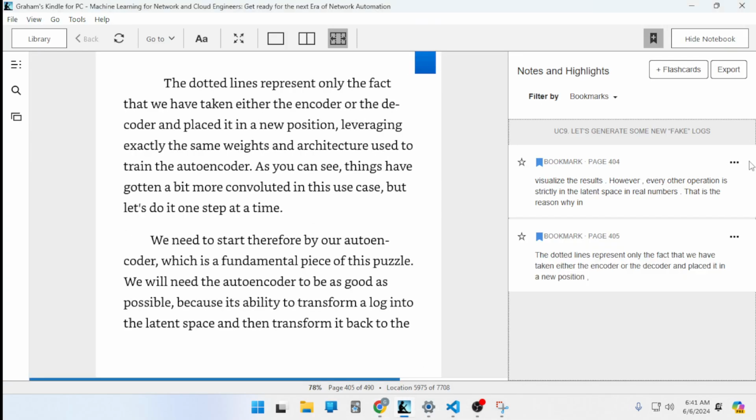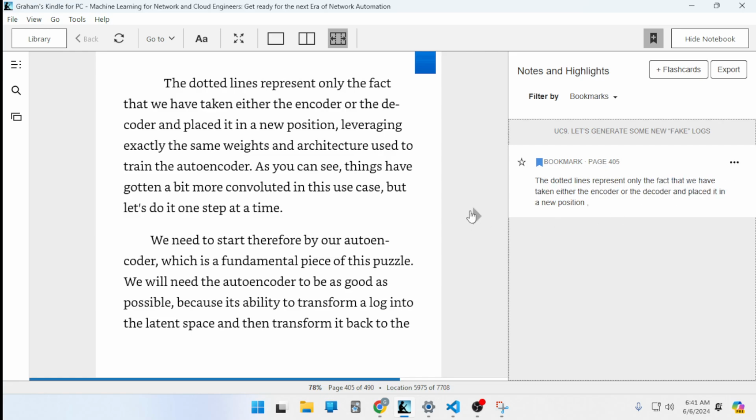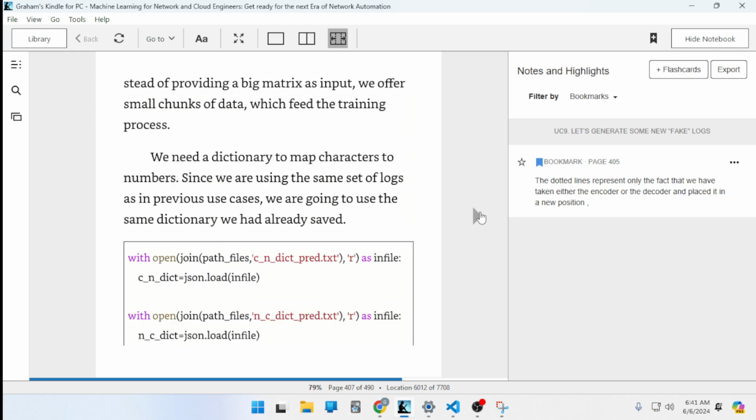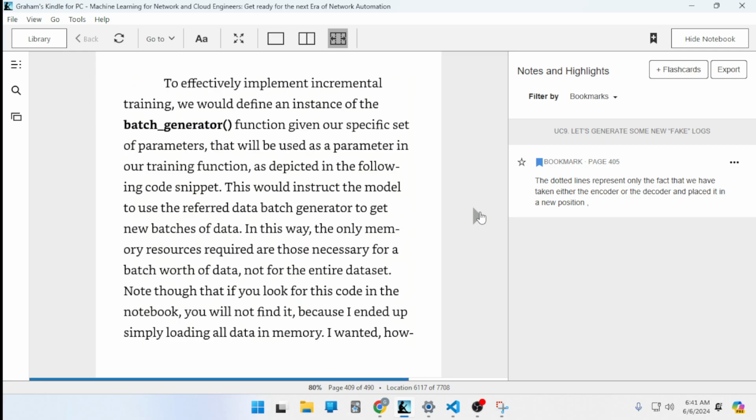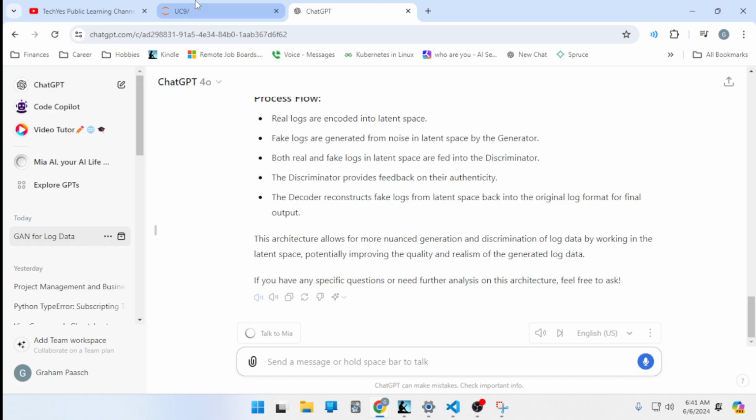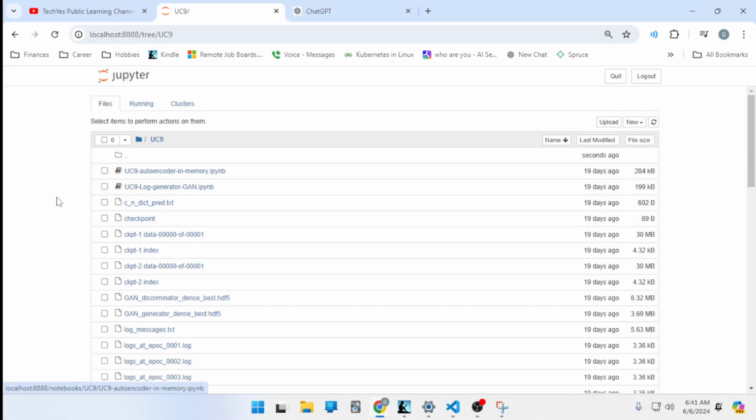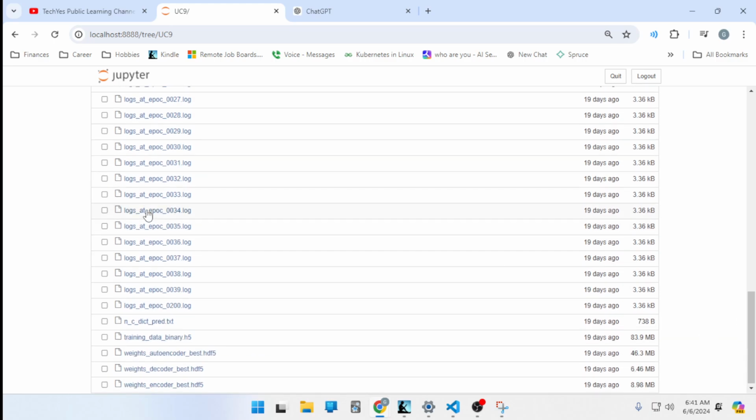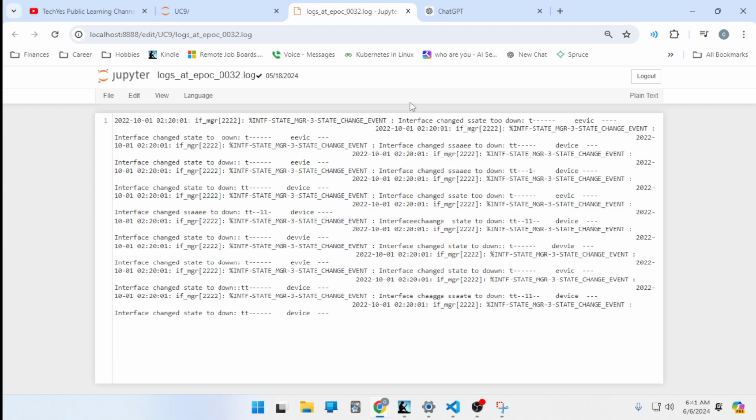The second diagram adds additional components to the generative adversarial network GAN architecture by incorporating encoders and decoders, likely transforming it into a type of variational autoencoder GAN, VAE GAN. Here's a breakdown of the components and their roles. Encoder transforms real log data into a latent space representation. Decoder converts the latent space representation back into log data. Also used to decode fake log data generated by the generator from latent space. Latent space, a compressed representation of log data, where both real and fake data can be compared more effectively.